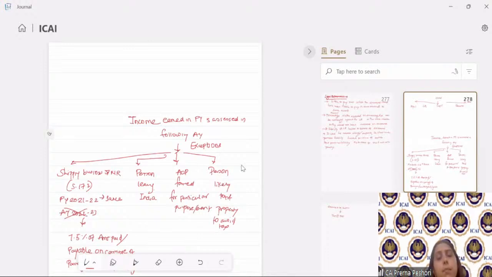So if there is any person who is likely to transfer the property to avoid tax, if the AO has any apprehension that the person will sell off the property with a view to avoiding tax, then he can assess in the same particular previous year itself. Last is discontinuance of business or profession.